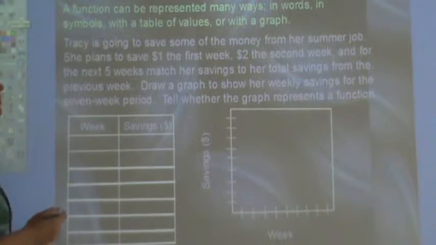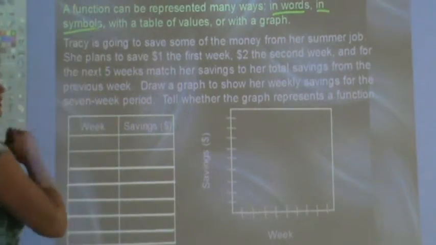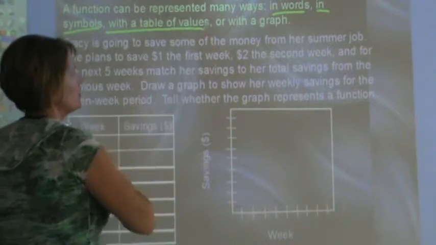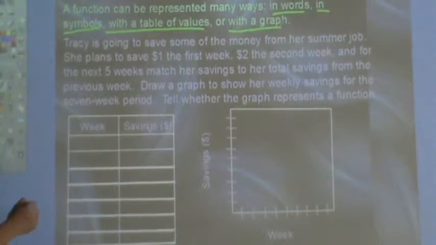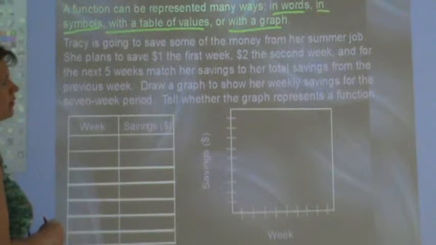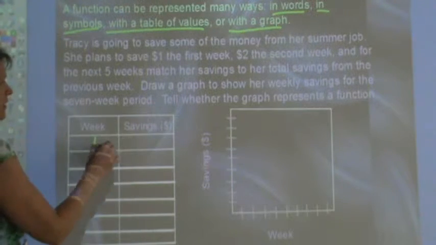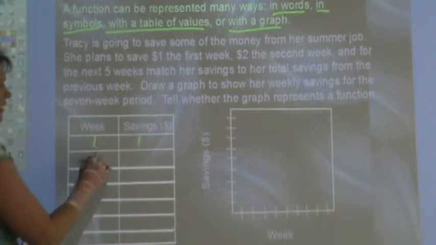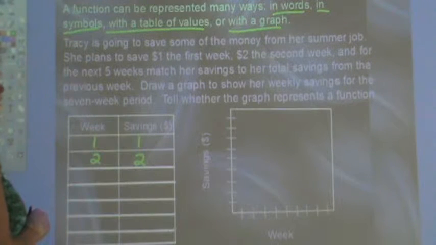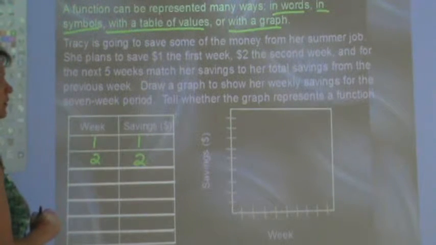A function can be represented in many ways. It can be written in words, it can be written in symbols, it can be determined with a table of values, or with a graph. So let's try two of those here. It says Tracy is going to save some of the money from her summer job. She plans to save $1 the first week, okay, $2 the second week, and then for the next 5 weeks, match her savings to her total savings from the previous week.